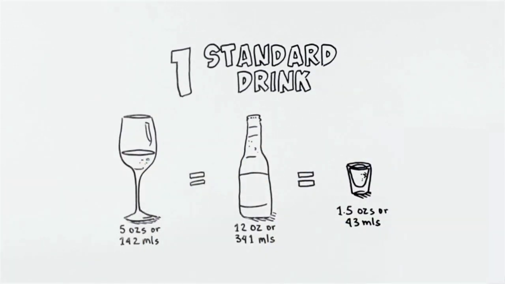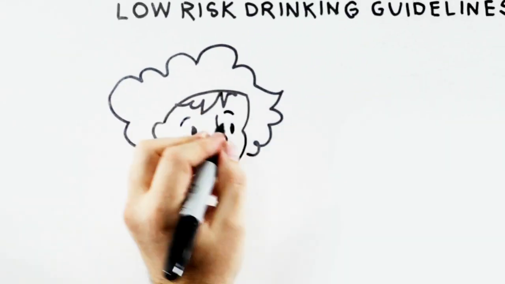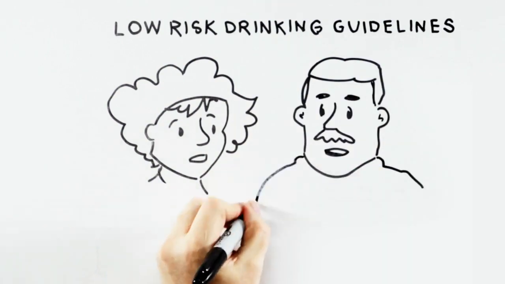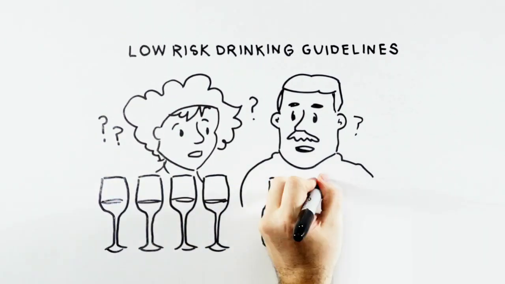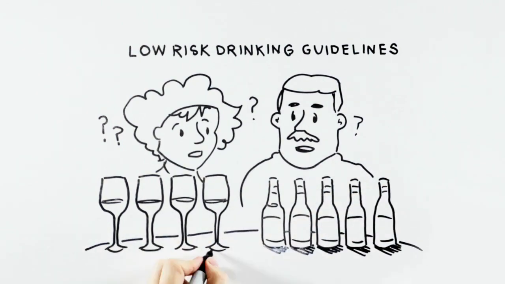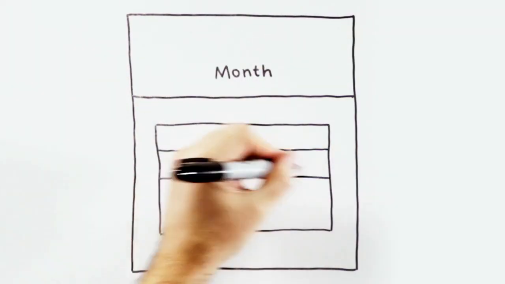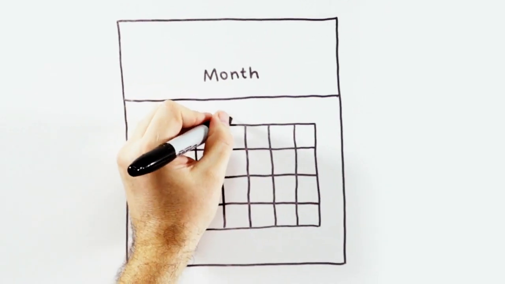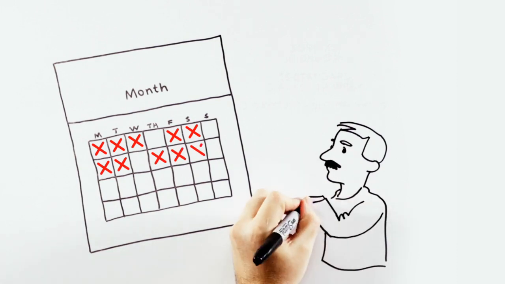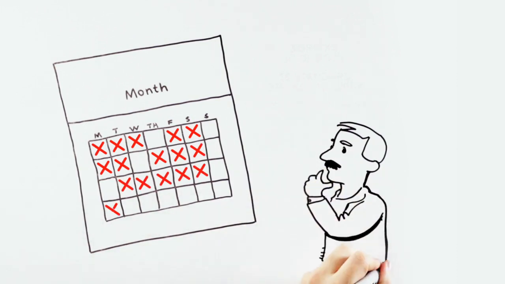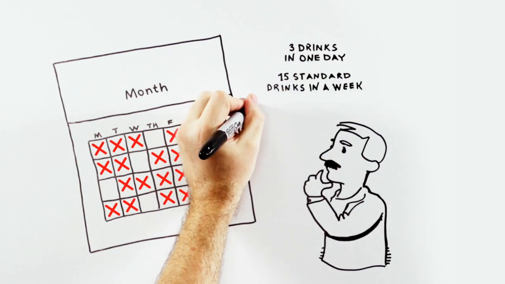So now that you know what one standard drink is, let's look at how else you can rethink your drinking. To lower your risk of alcohol-related injuries and diseases, follow these low-risk alcohol drinking guidelines. If you are a healthy man, drink no more than 3 standard drinks in one day, and no more than 15 standard drinks in a week. But remember, less is always best. Every week should have at least 2 days without drinking to avoid it becoming a habit.